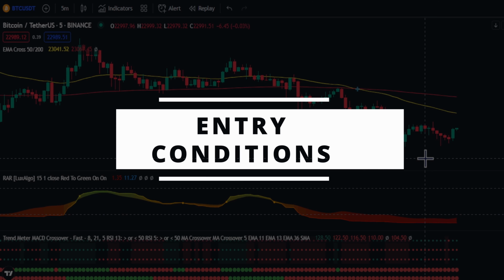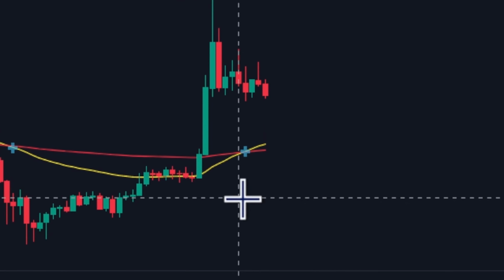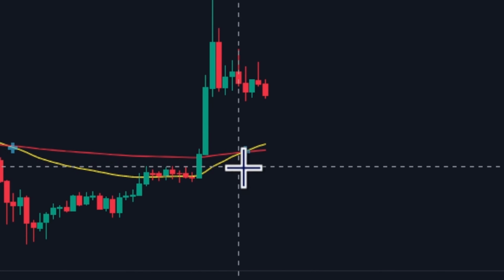Entry conditions. Now that the indicators have been applied in the chart, let's first take a look at when to enter into a long position. Firstly, the 50 and 200 EMA must have crossed to the upside, indicating that we are currently in a bullish market.